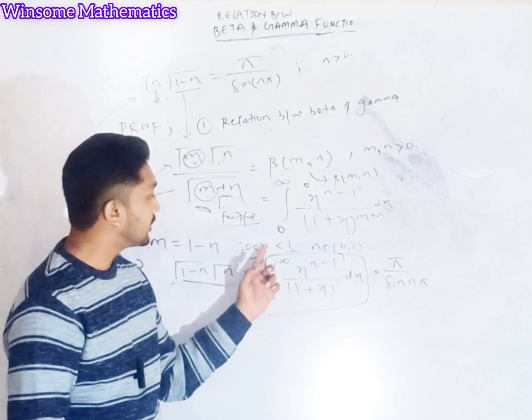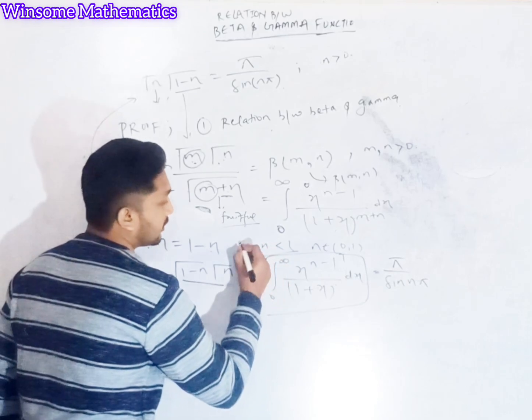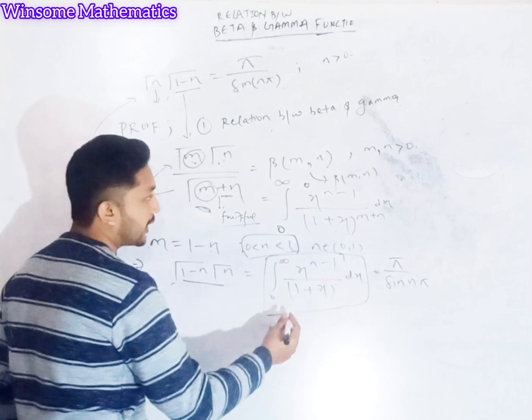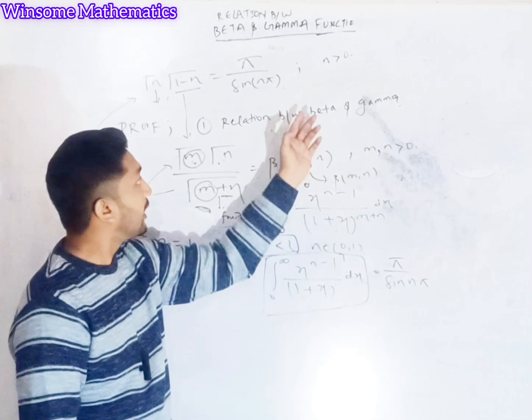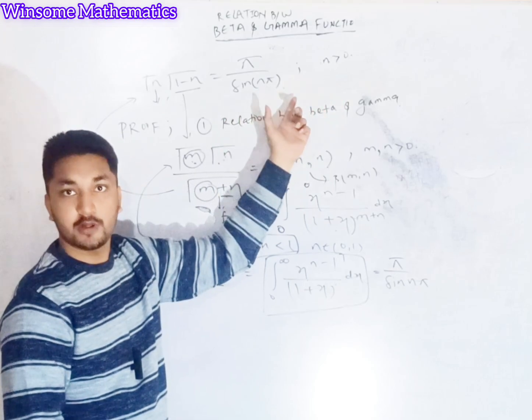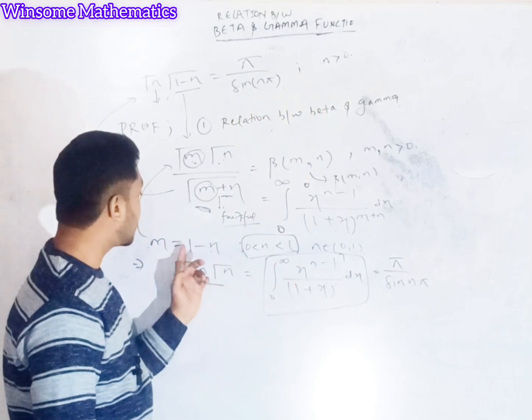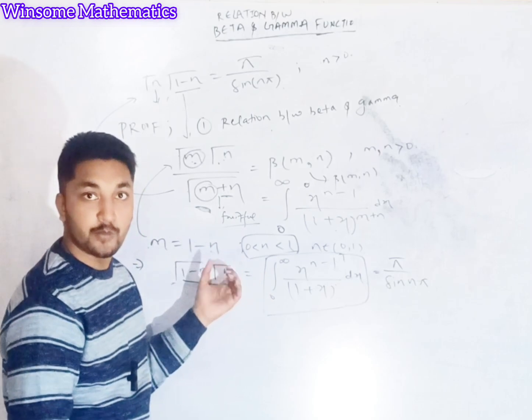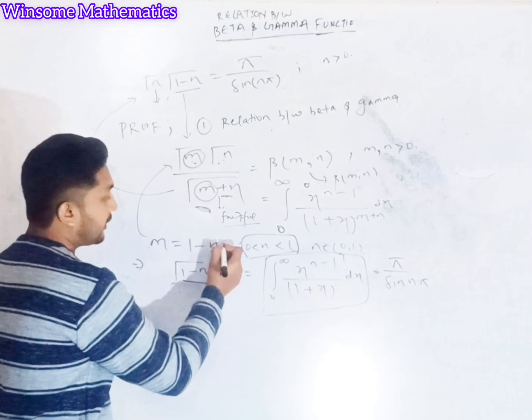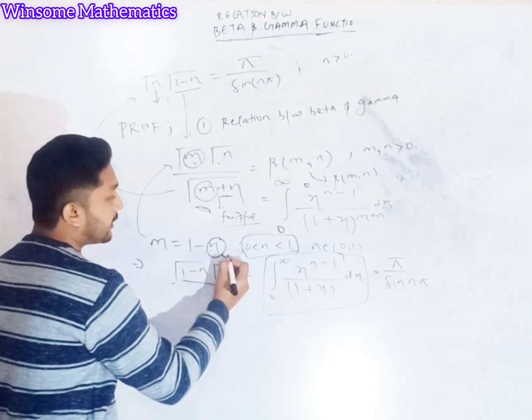And now this is the domain of n and m. Here m and n must be greater than 0 as per the beta function, and here n is greater than 0 as per the gamma function. So simply when m is equal to 1 minus n, m is positive, so 1 minus n is positive, which means n is less than 1.